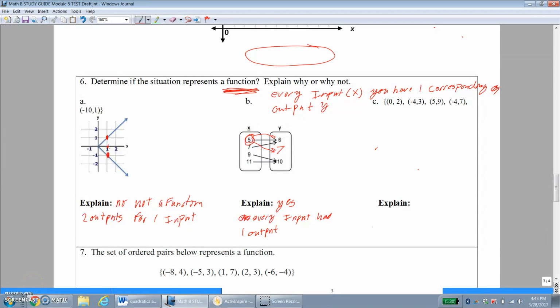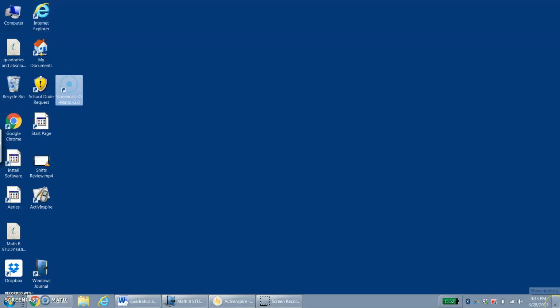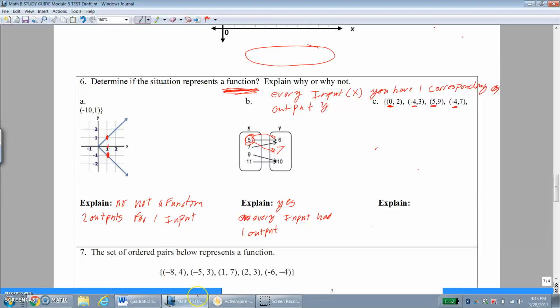All right, now same idea. When you're given points, we have a 0, a -4, a 5, and a -4 for my inputs. You want to see if your inputs repeat, and they do. I have a -4 and a -4. Now you want to see if your outputs repeat. They repeat, and that would be okay. It would be a function.